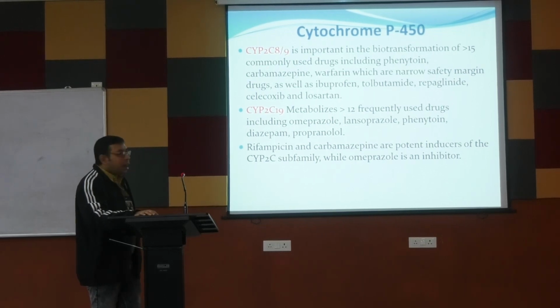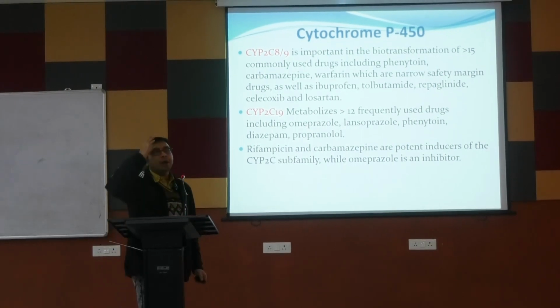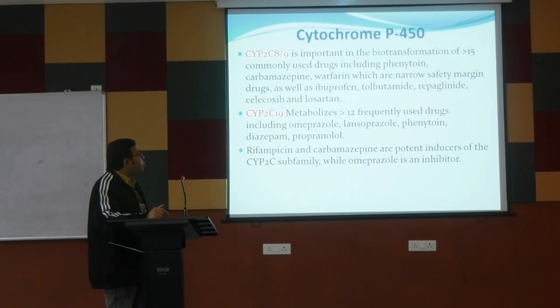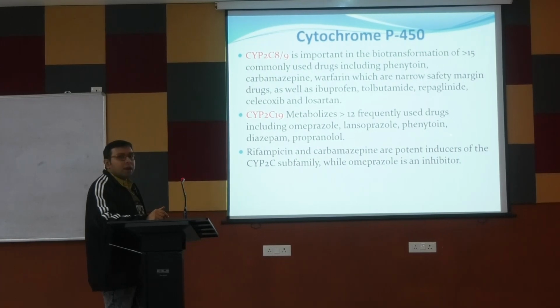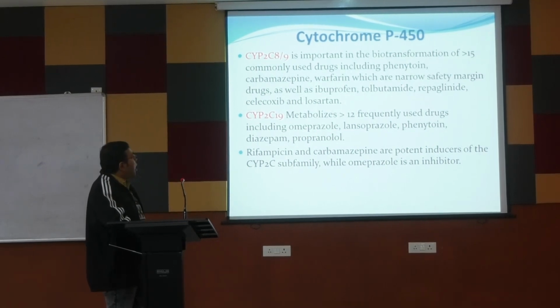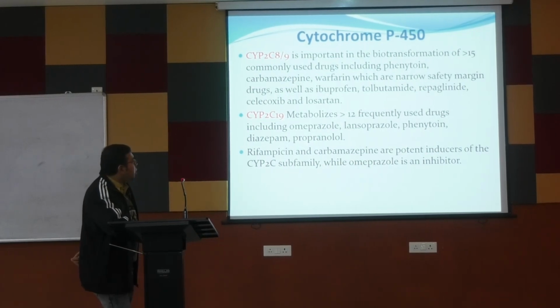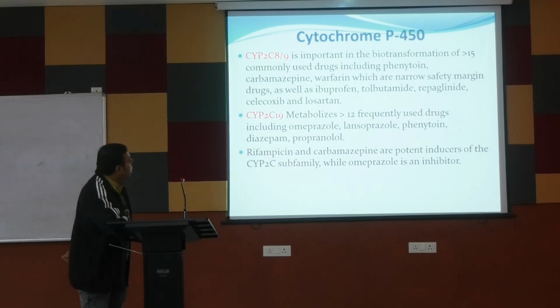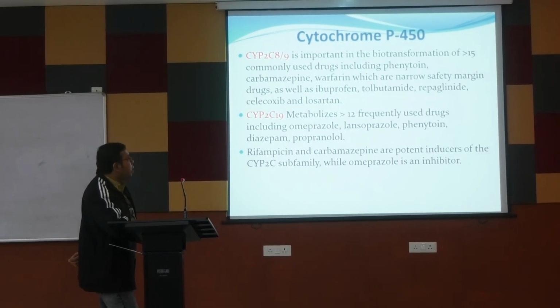Okay. So 2C19 is another that metabolizes greater than 12 frequently used drugs like omeprazole, very common. It is a proton pump inhibitor, used in dyspepsia or peptic ulcer. Lansoprazole, same, phenytoin, diazepam, propranolol, etc. So you can see, like phenytoin, there are several drugs that can be metabolized by more than one enzyme. Phenytoin can be metabolized by cytochrome 2C19 as well as cytochrome 2C8/9. Now rifampicin and carbamazepine are potent inducers of this cytochrome 2C subfamily. That is, all these, whether it is 2C8 or 9 or 2C19, are potently induced by rifampicin and carbamazepine.